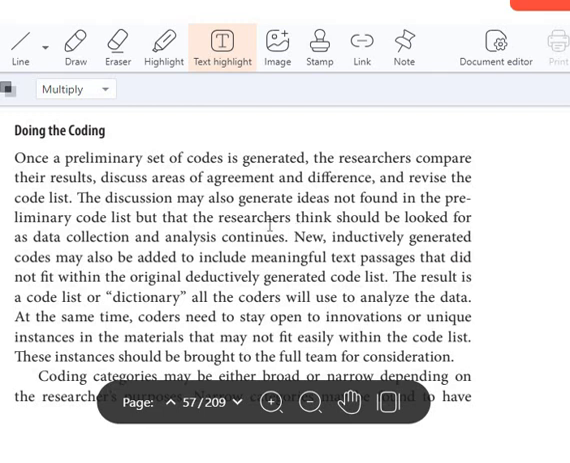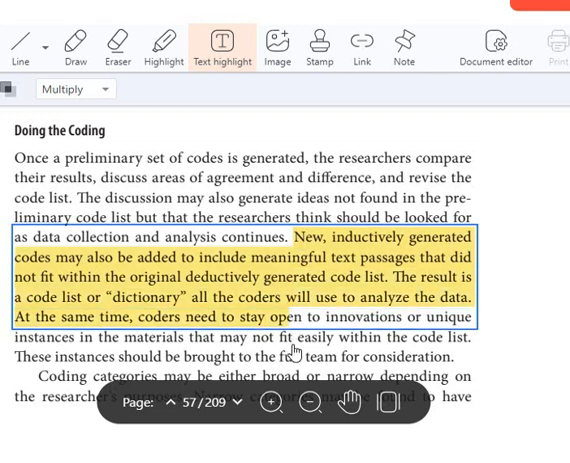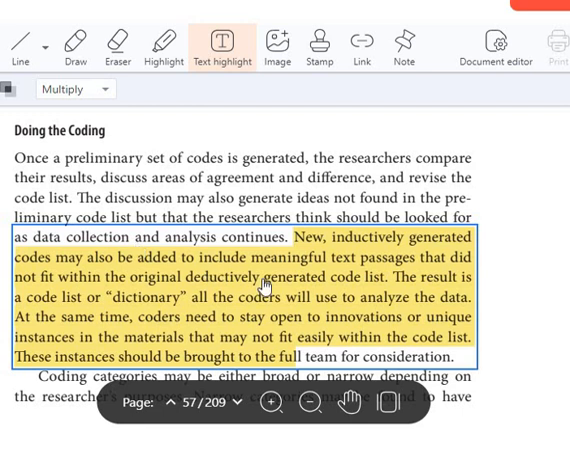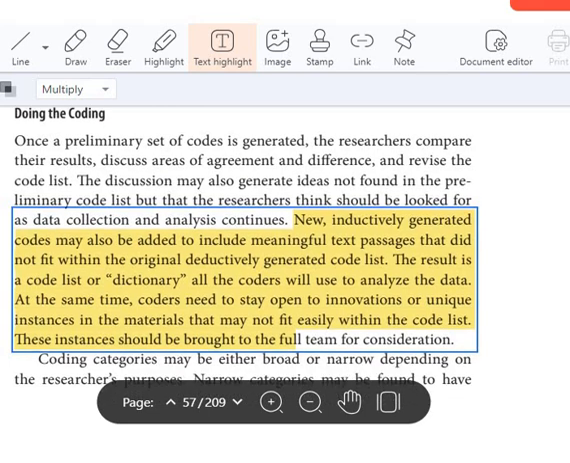This is good. Inductively generated codes may also be added to include meaningful text passages that did not fit within the original deductively generated code list. The result is a code list or dictionary all the coders will use to analyze the data. At the same time, coders need to stay open to innovations or unique instances in the materials that may not fit easily within the code list. These instances should be brought to the full team for consideration.